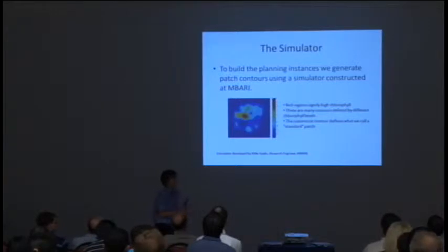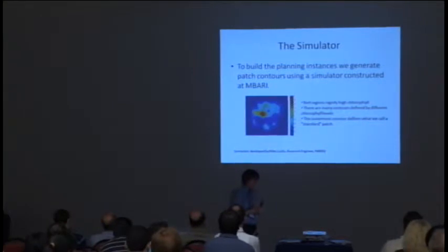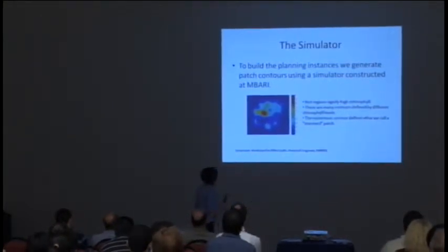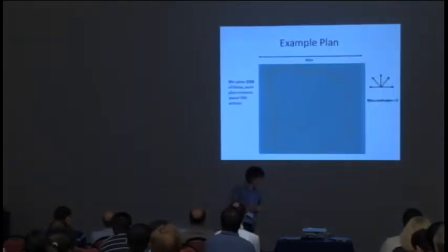So to build the planning instances, we generate the patch contours using a simulator that was built by one of the research engineers at Enviri. This is an example of a patch that's generated by that simulator. The outer edge of that patch we call a standard patch, and then there are various inner contours determined by different chlorophyll levels. You can see the color-coded chlorophyll levels, and red means high chlorophyll. This is an example of a plan.